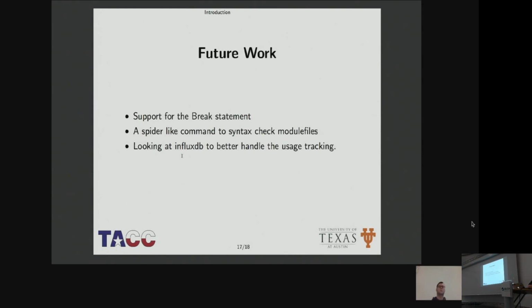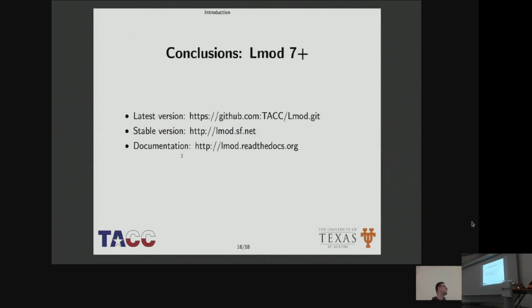At our site, tracking all the modules is a lot, and so I'm looking for different database options. So, the latest version is always at GitHub. A stable version is at SourceForge, and the documentation, which there's never enough, but a lot of it is there.